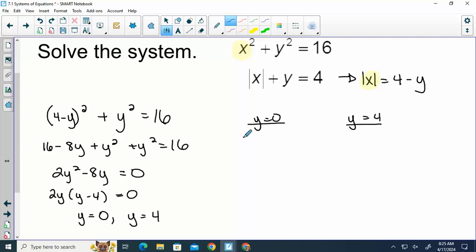So if we do the absolute value one, we get the absolute value of x equals 4 minus 0. So the absolute value of x equals 4. So what can x be? 4 or negative 4. Because remember when we did absolute value equations, you had to set it equal to the positive and the negative. The number inside the absolute value could be either.